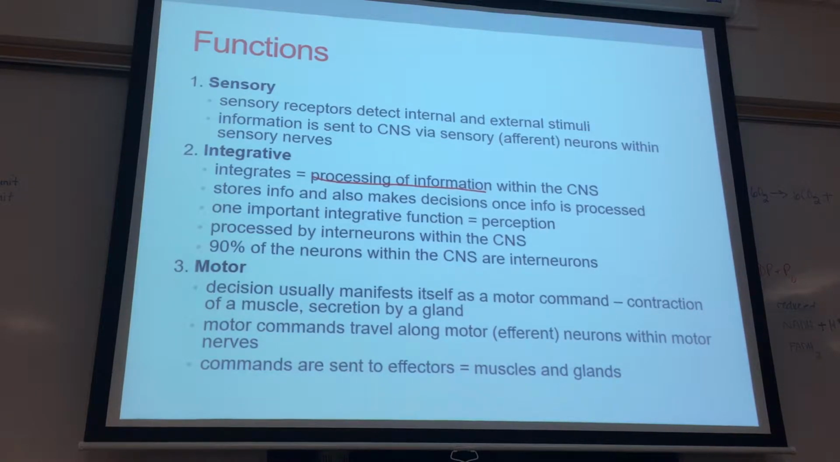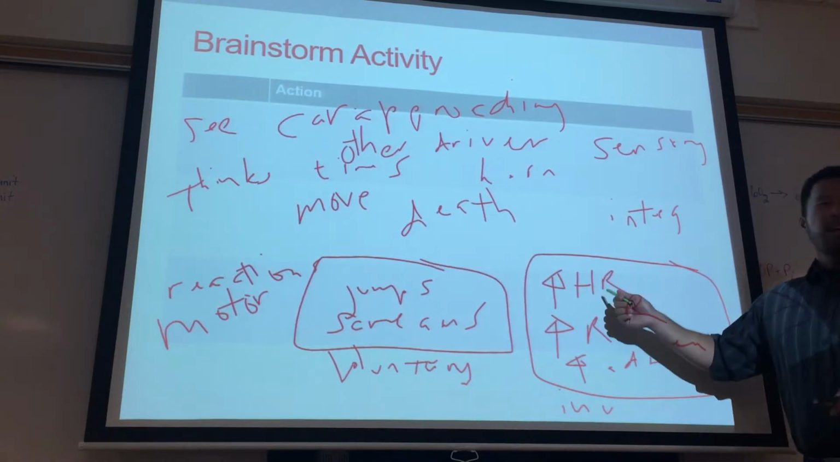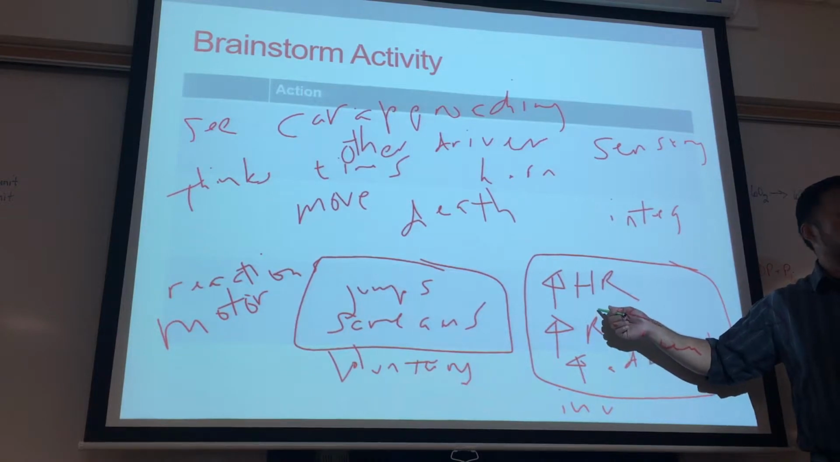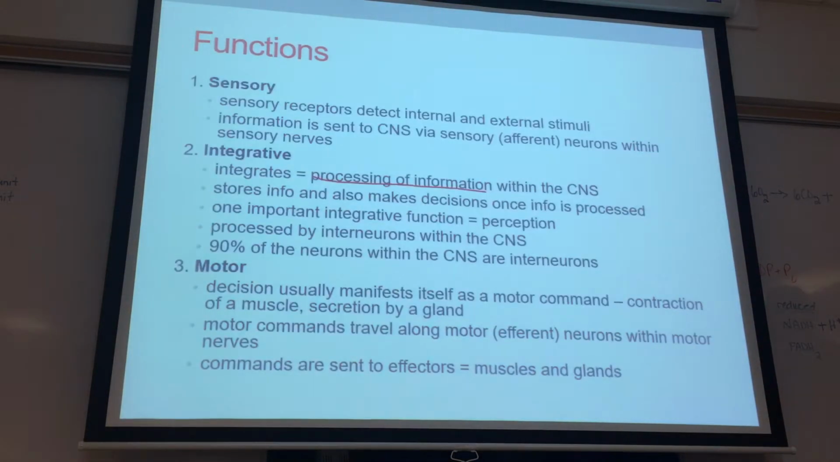And what it's going to do with that processing of information is make decisions about it. Those decisions, earlier that we saw, to jump, to scream, even things that he doesn't have voluntary control of: increase of heart rate, increase of respiratory rate. So the integrative center has the processing of information, and you'll see the term perception here.